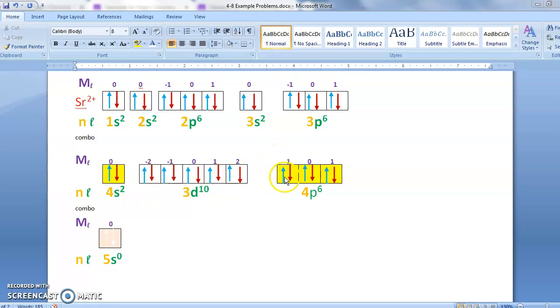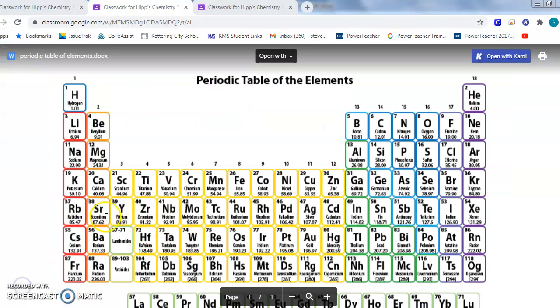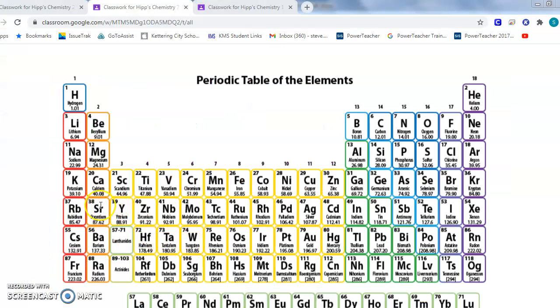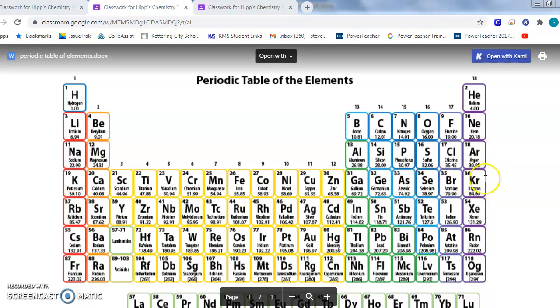This one has 2 in it, this one has 6 in it. 2 and 6 is 8. It satisfied the octet rule. It started with 38 electrons. It lost those 2. It now has 36. Like who? Well, if you're saying krypton, you are correct. Strontium started with 38. It lost 2. And now it has the same number as krypton.